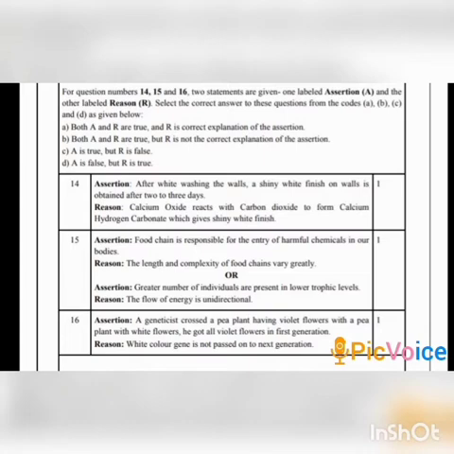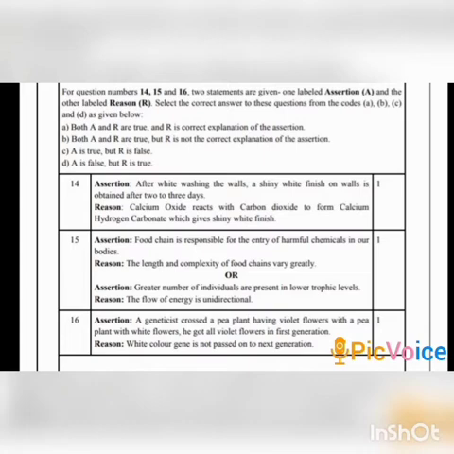OR question is also there, that is, assertion: greater number of individuals are present in lower trophic levels. Reason: the flow of energy is unidirectional. Here also the answer is option B. Assertion and reason are true, but reason is not the correct explanation of the assertion.